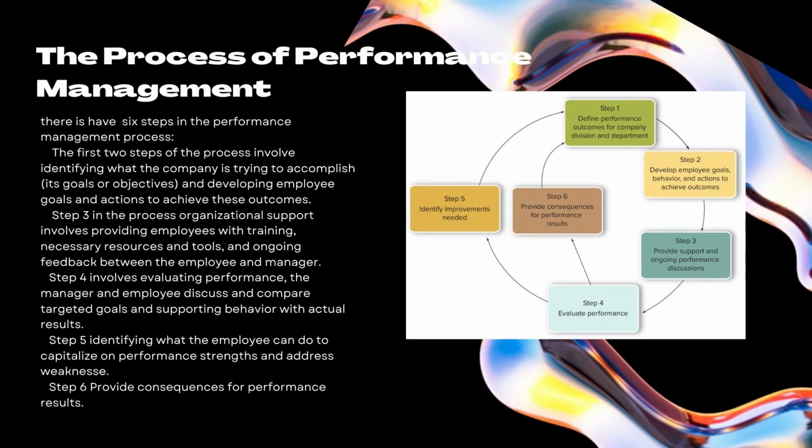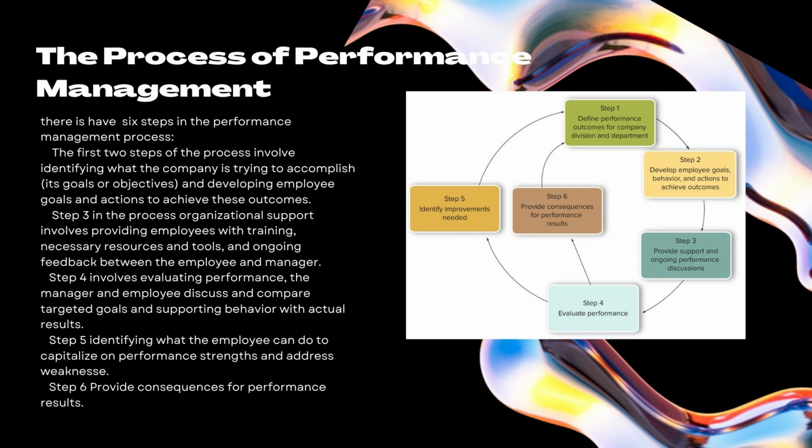The process of performance management. There are 6 steps in the performance management process. The first 2 steps of the process involve identifying what the company is trying to accomplish, its goals or objectives, and developing employee goals and actions to achieve these outcomes.